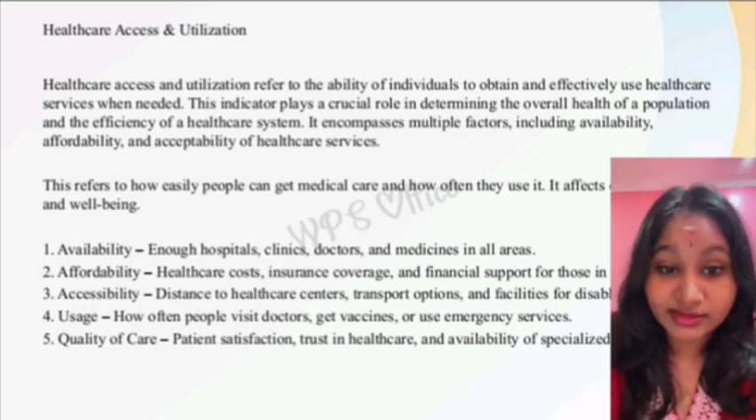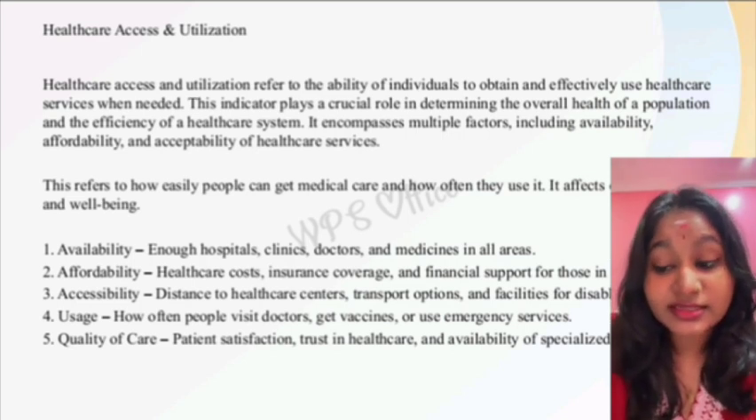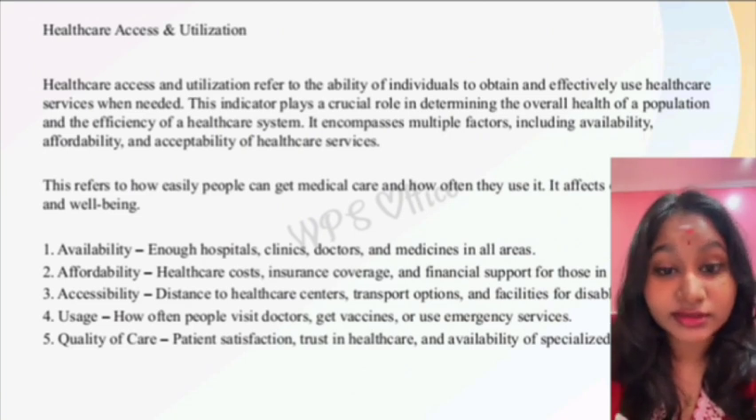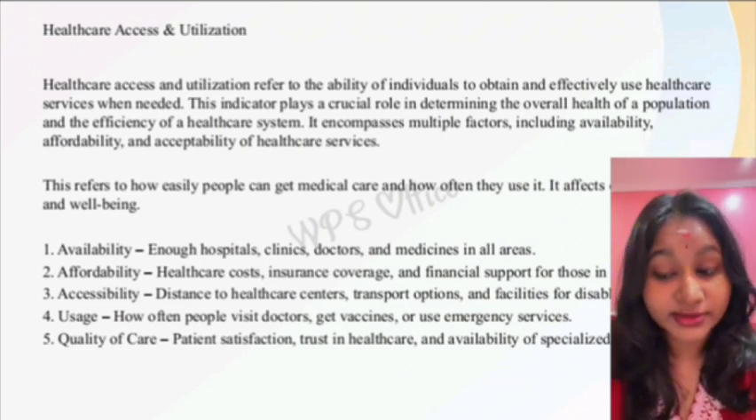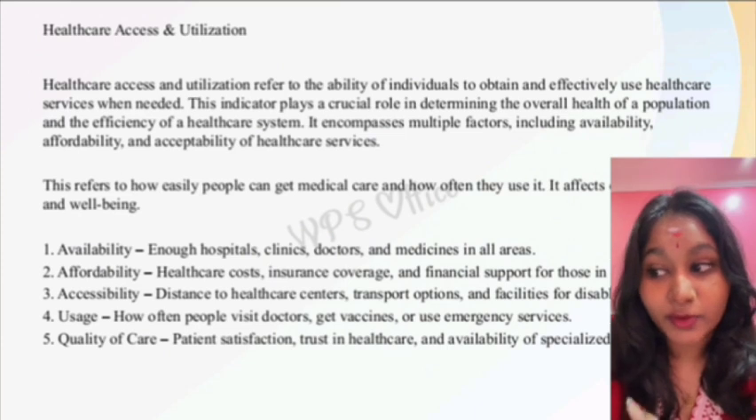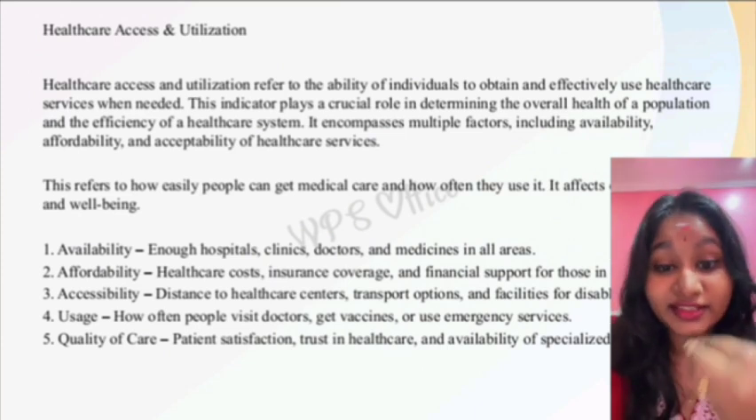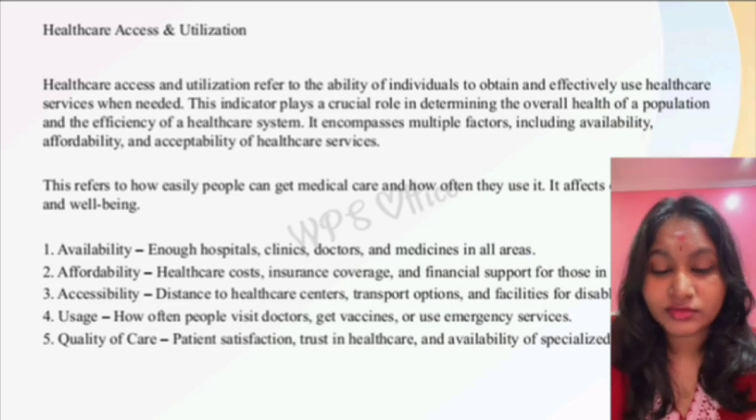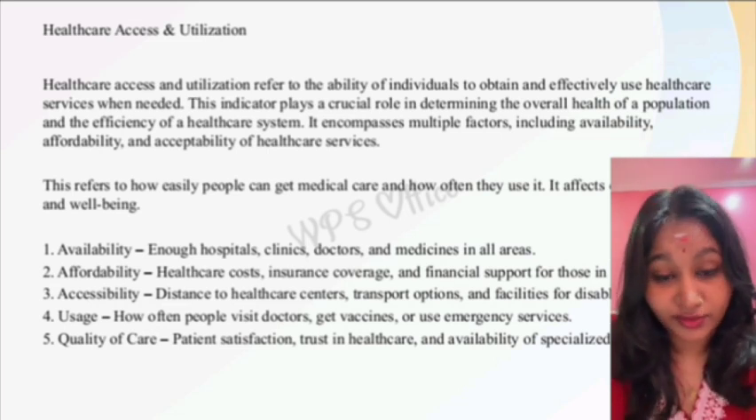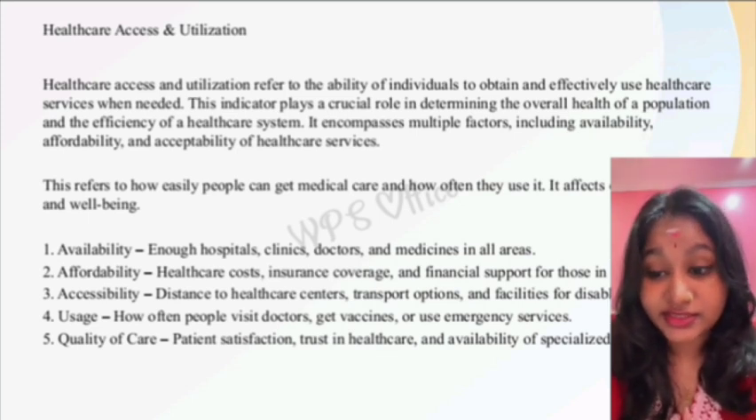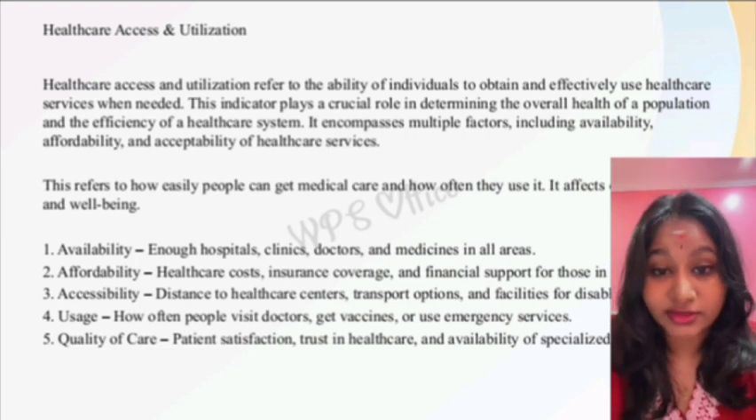Next one is accessibility. Accessibility explains that, for example, for disabled individuals, they are providing an easy way to medicate them. Next is usage, and the last one is quality of care. This explains the patient satisfaction, trust in healthcare, and availability of specialized treatment.